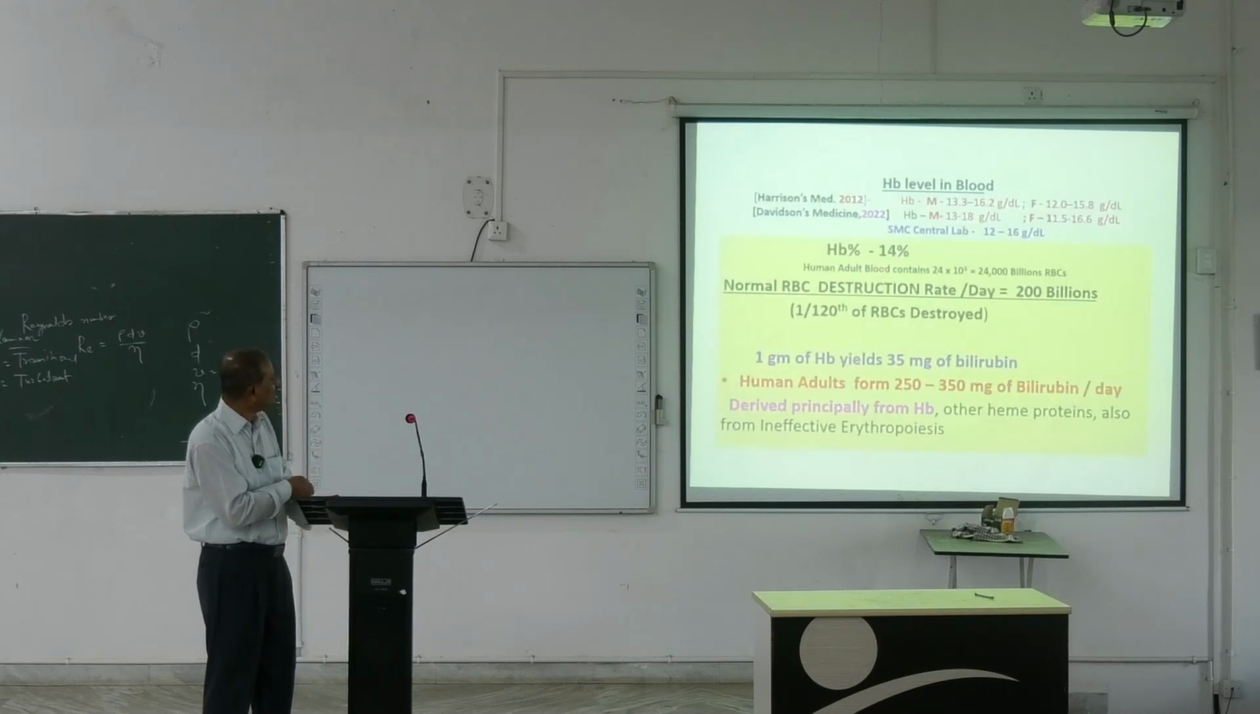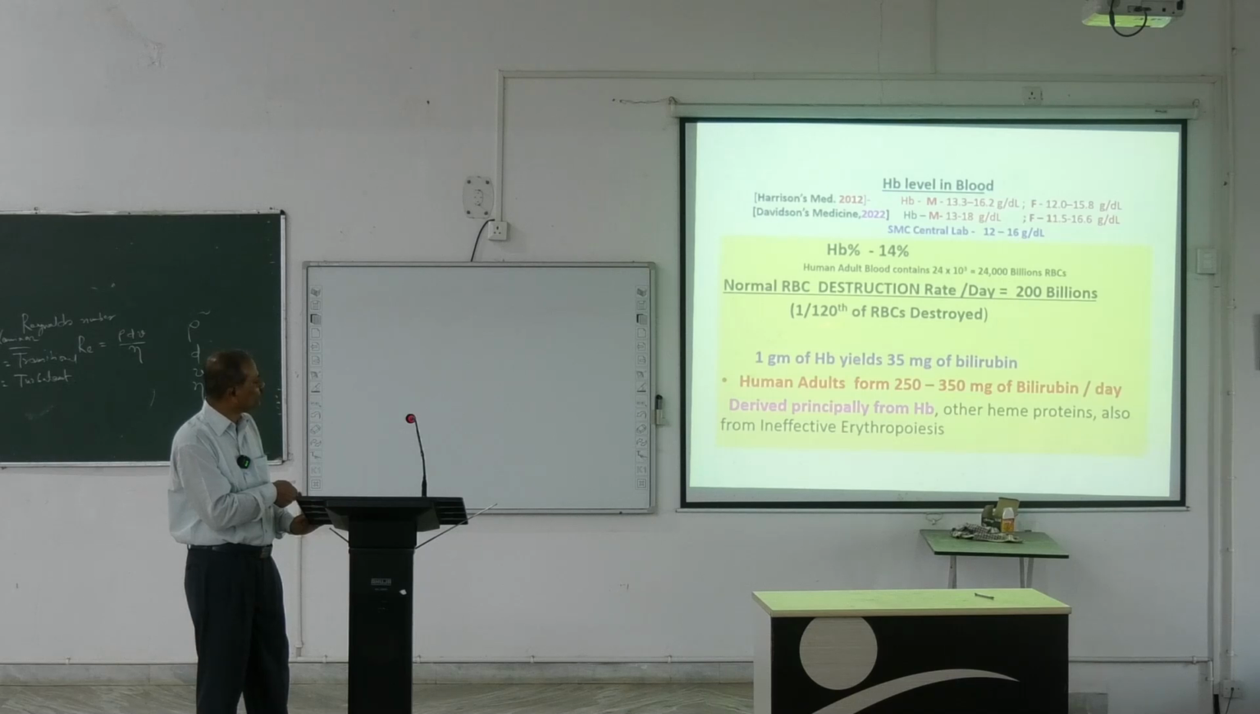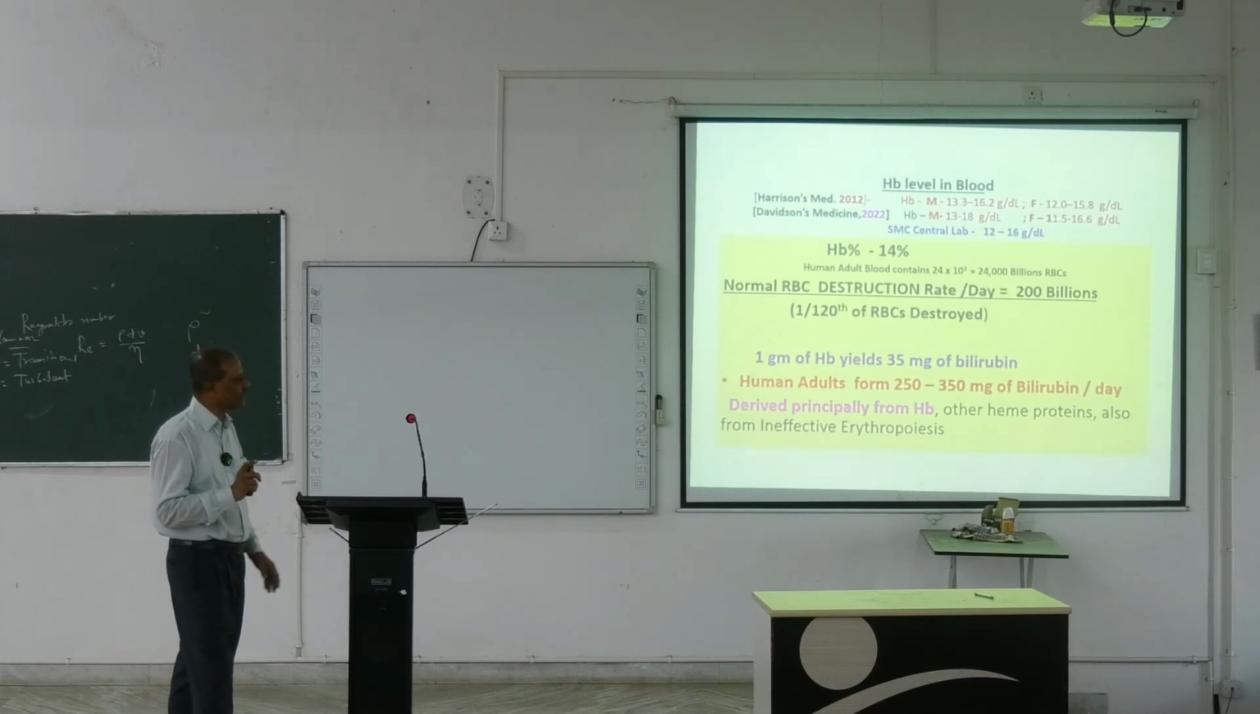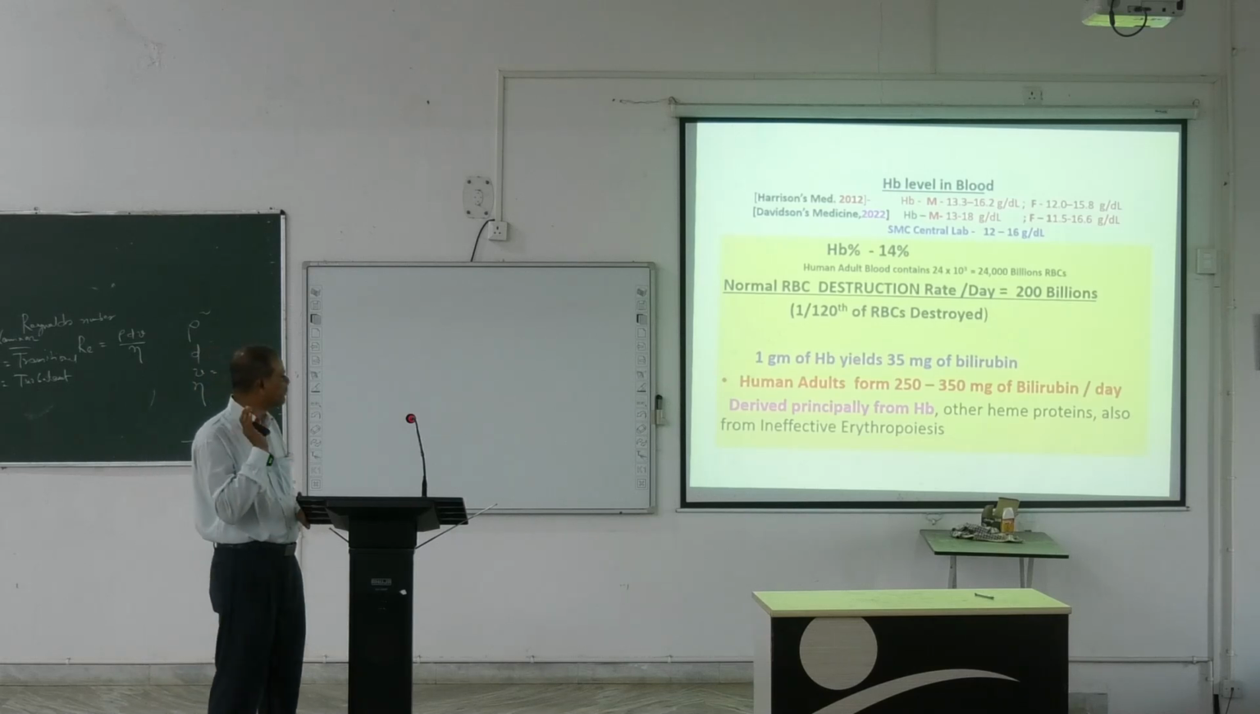So that means 1/120th of RBC is being destroyed. 1 gram of hemoglobin breakdown yields 35 milligrams of bilirubin. Human adult forms 250 to 350 milligrams of bilirubin per day, and this is principally derived from hemoglobin.